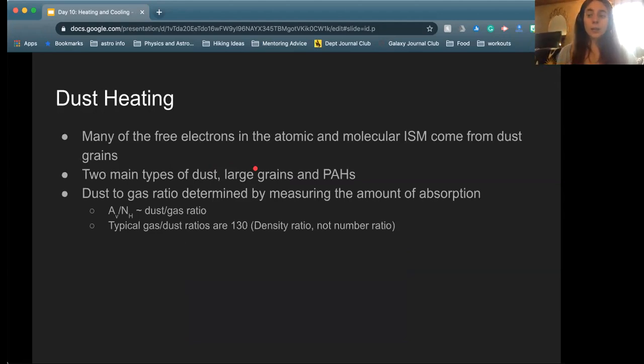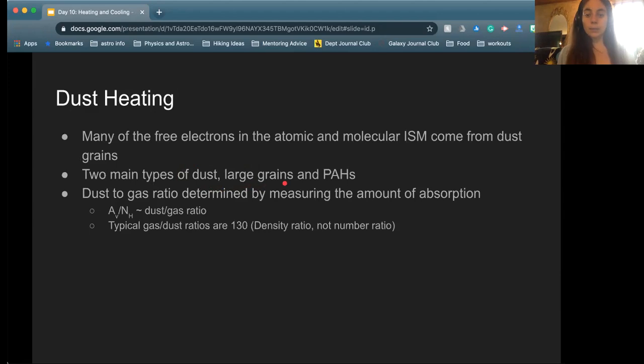So lastly, I wanted to talk a bit about dust heating because a lot of the free electrons that have energy in the ISM are coming from dust grains. So a lot of times we talk about dust heating in the ISM. It's not that the dust is putting energy into the ISM, it's that starlight and supernova shocks are ionizing electrons from dust grains that then turn that radiation energy into kinetic energy and heat up the ISM.